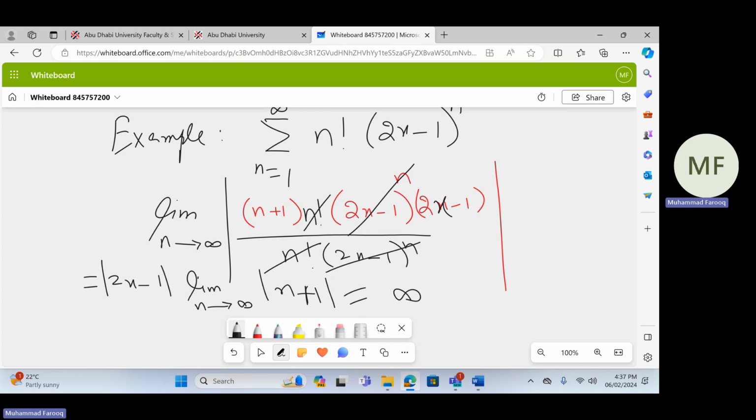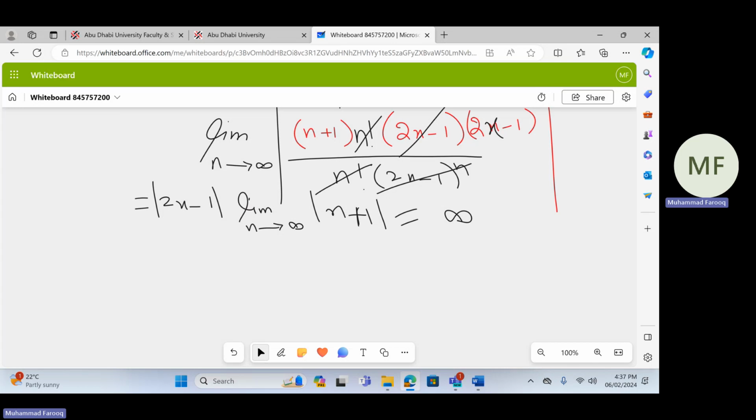Okay? So in this case, the power series diverges everywhere except one point. And what is that point I told you? C. So from here, what is C? Solve for x. Solve this part for x: 2x minus 1 is equal to 0. You get the x value. So how much is x? 1 by 2. Yes. So now capital I is half, 1 by 2.